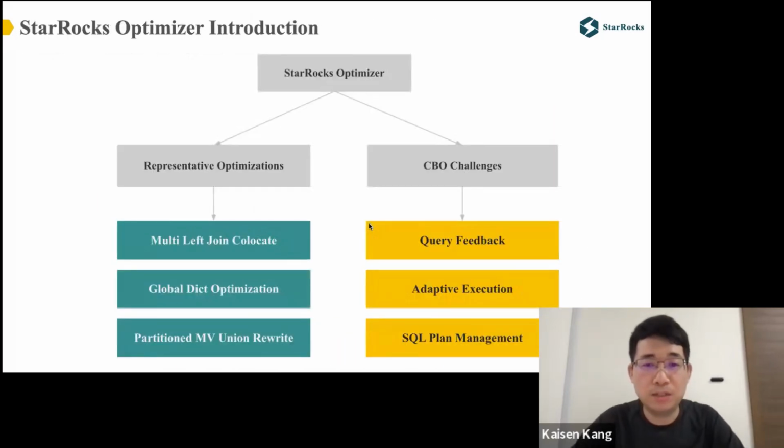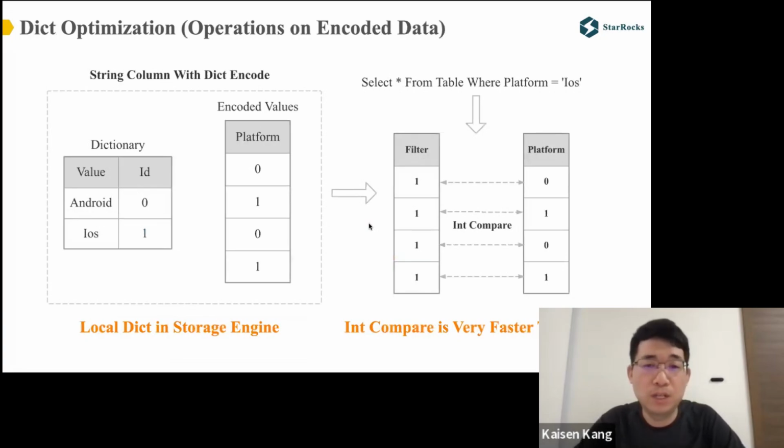Next, let's turn our attention to the low-cardinality global dictionary optimization. To begin, let's define the dictionary optimization. Dictionary optimization is operations on encoded data. For dictionary encoded data, computations are performed directly based on the encoded data without decoding first.